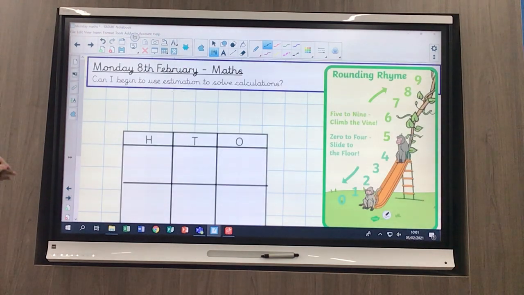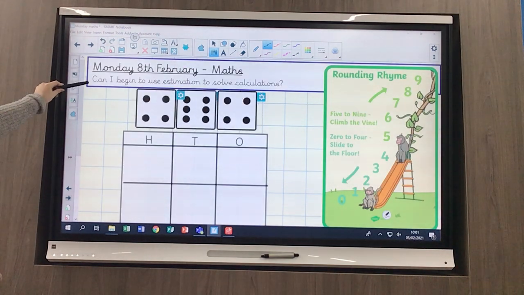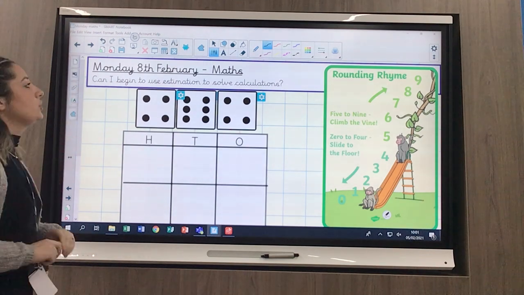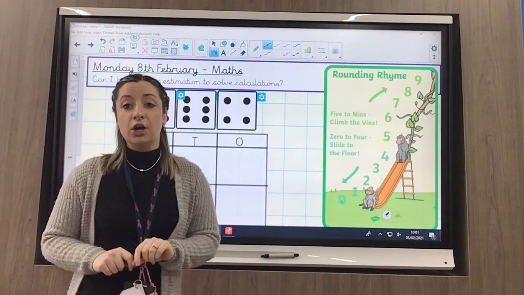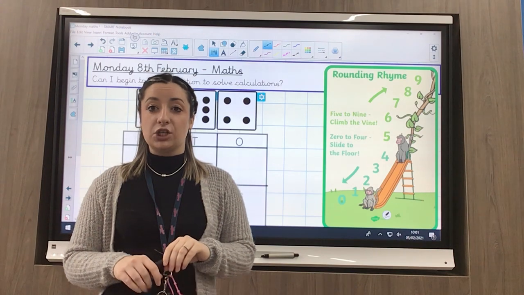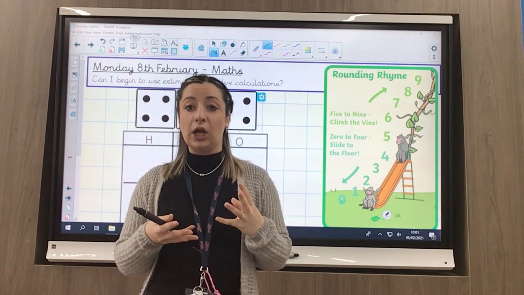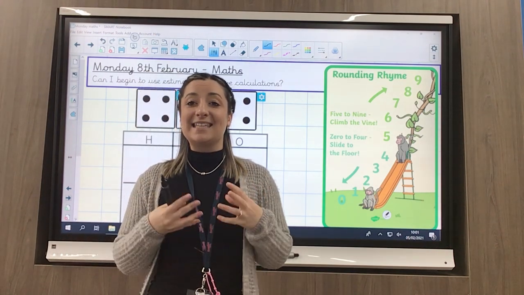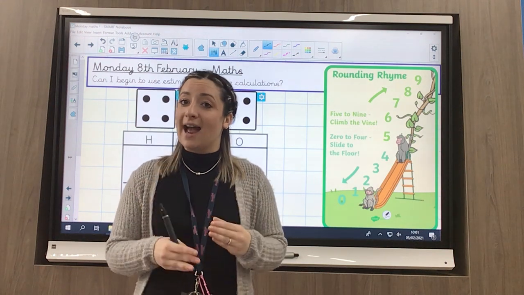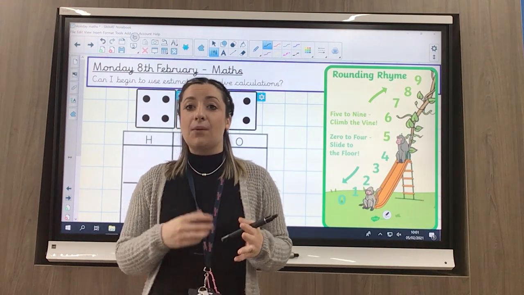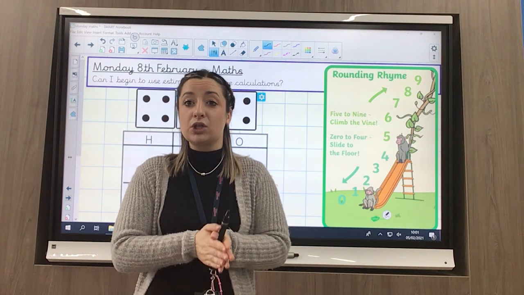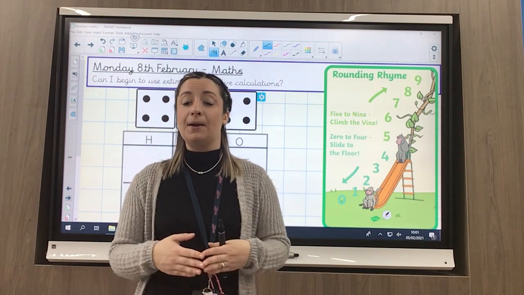Okay then, so looking at my learning question, I've got: can I begin to use estimation to solve calculations? When we are estimating, another word for estimating is guessing, but it's a good guess. We need to think about our calculations to get as close to the answer as we can.